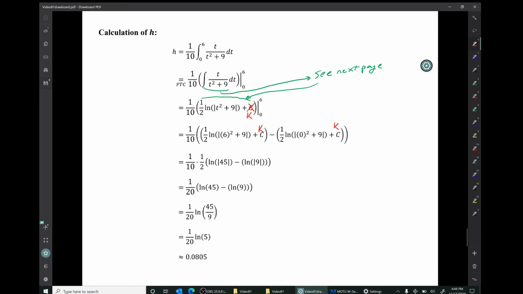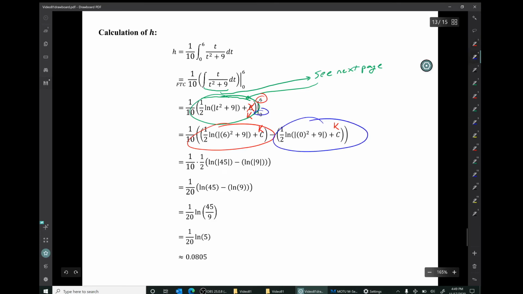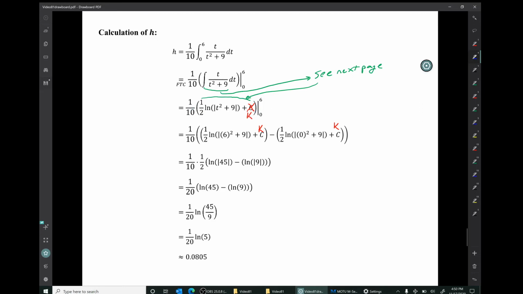Now, the indefinite integral result gets brought back in and put in these parentheses, and then we go to work. We have to substitute in t equals 6. We have to substitute in t equals 0, and subtract. The steps are straightforward. We end up with ln of absolute value of 45 in this expression, and ln of absolute value of 9 in this expression. And this came up in a previous video as well.